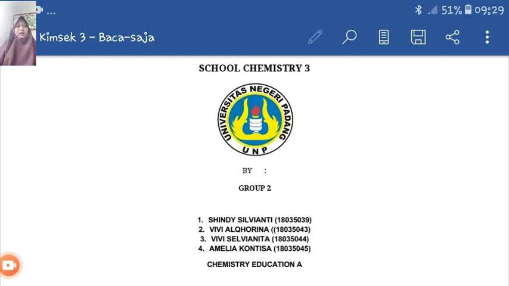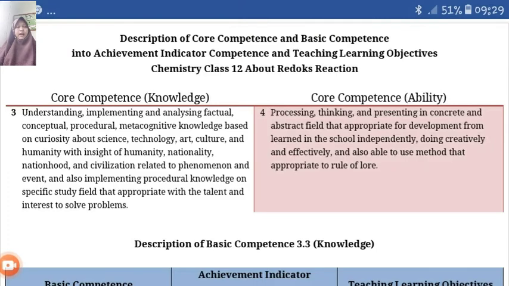In here, our group will explain about the analysis concept of redox reaction. The members of our group are Syndi Silvianti, Vivi Alqhorina, Vivi Selvianita, and Amelia Kontisa. In here, I'm Vivi Alqhorina.